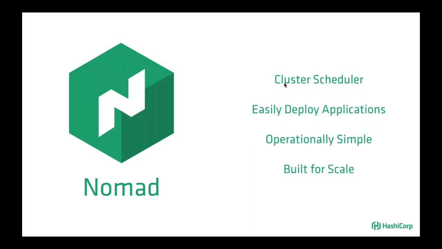And so when we think about Nomad, these are the major components. How do we think about the domain problem as just mapping applications onto servers? How do we make this really easy for our developers? How do we make it operationally simple for our operators? And how do we build it for scale so that you don't have to architect around Nomad?